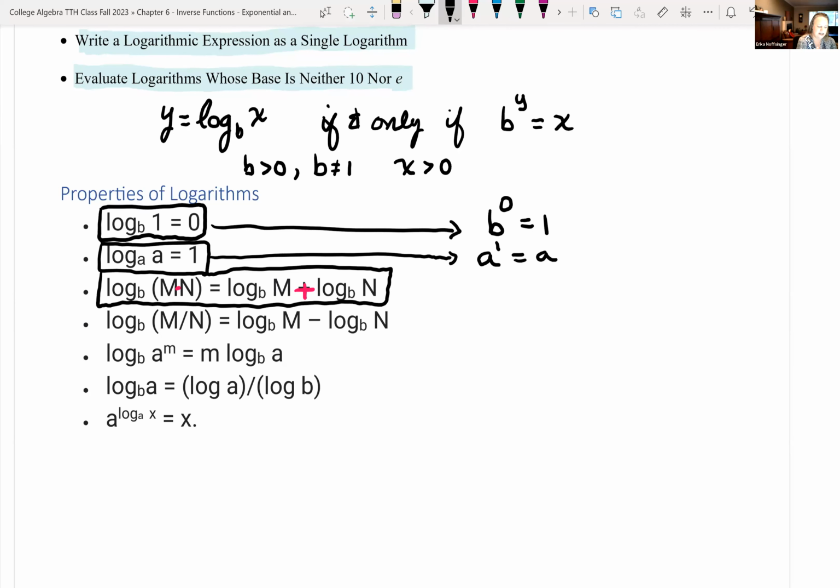The next one states that if you have log base b and then your argument, you're dividing. You have m in the numerator divided by n in the denominator. And this is equal to log base b of m, so our numerator, minus log base b of n, so our denominator. So division in between in our argument makes the log a difference of 2 logs.